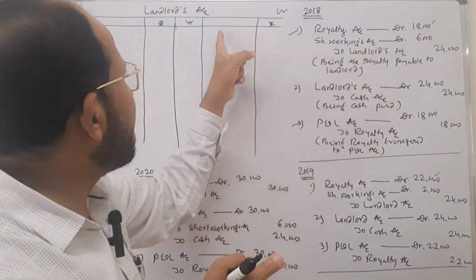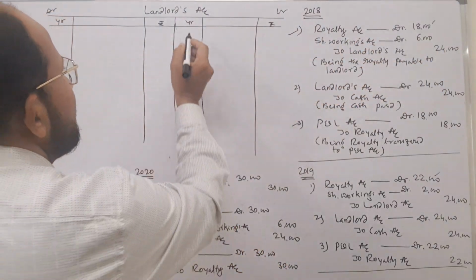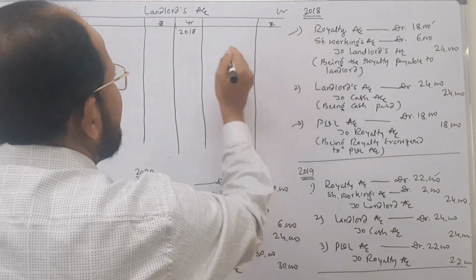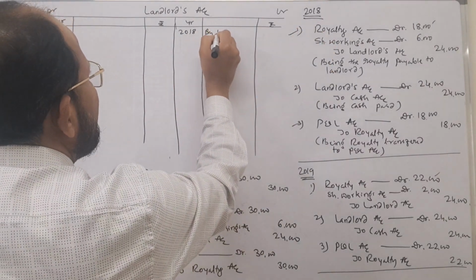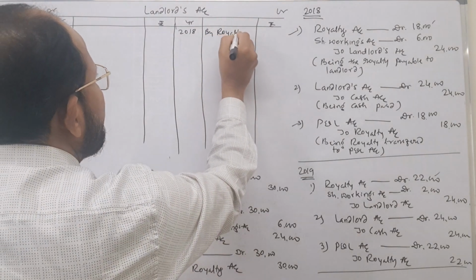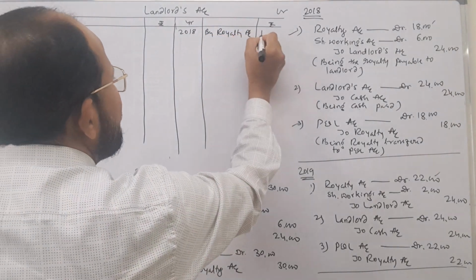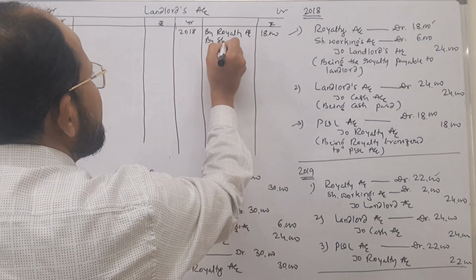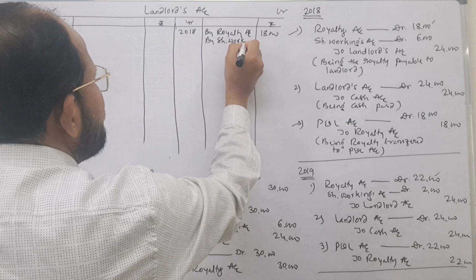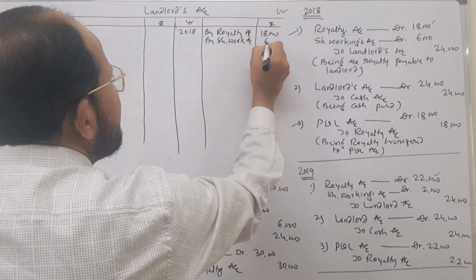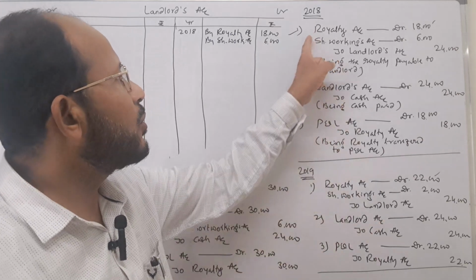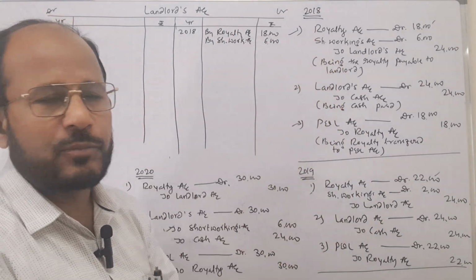Therefore, on the credit side of landlord account, first we have to write the year 2018 and write the opposite account's name, by royalty account. By royalty account, what is the amount? Rupees 18,000. Next one is by short workings account, rupees 6,000. This way we have to post this one. First journal entry is posted.